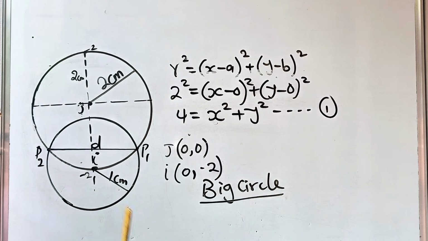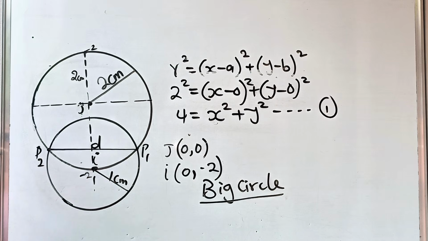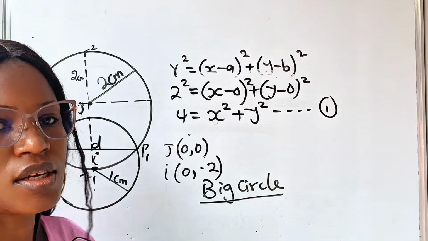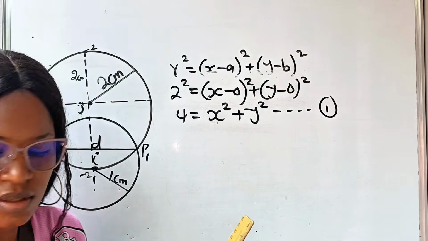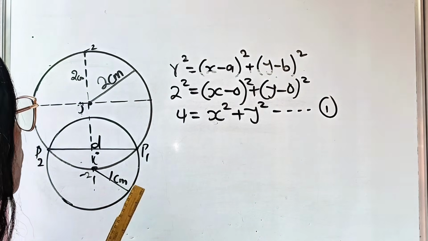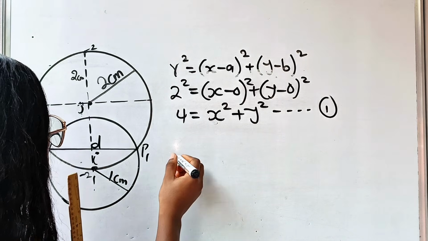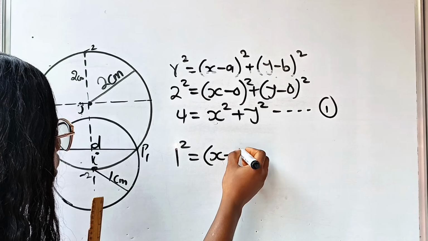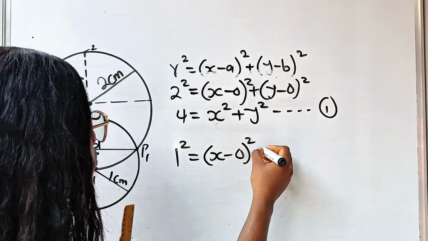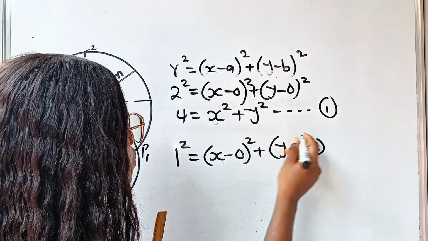Now for the smaller circle, whose center is I, remember that the coordinate is (0, minus 2). So for the smaller circle, its equation will be, our radius is 1, so we have 1 squared is equal to (x minus 0) squared plus (y minus minus 2) squared.